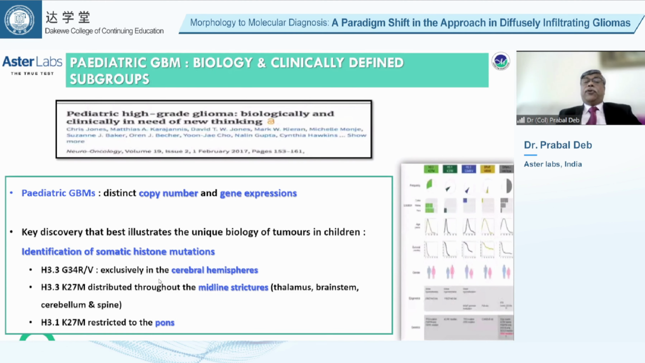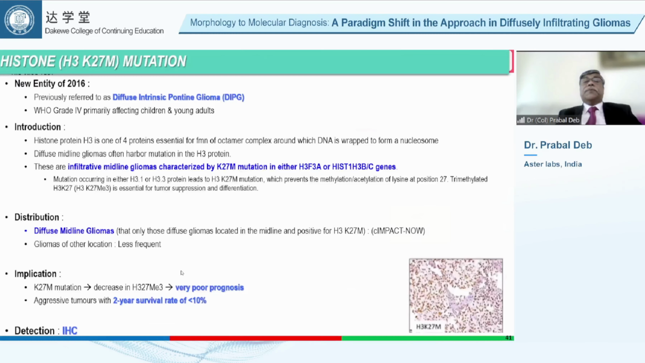H3.3 G34 is one which is seen in cerebral hemispheres. H3.3 K27 is midline gliomas, and H3.1 K27 is in the pons. So coming to H3 K27 mutation for what used to be called diffuse intrinsic pontine gliomas or the midline gliomas, today any midline tumor needs to be assessed using this marker.